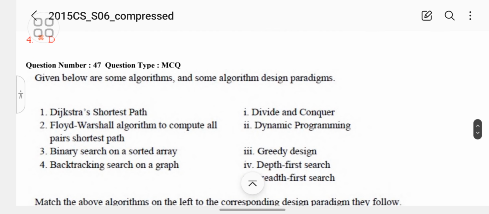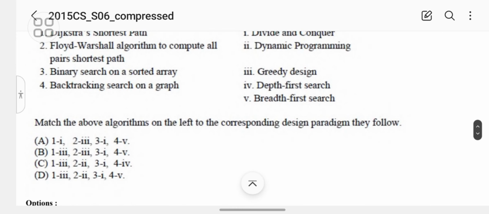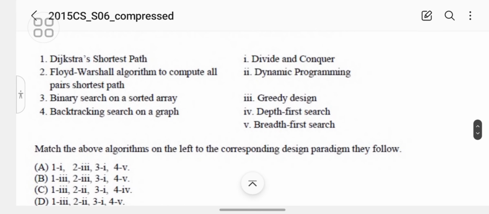47 is given below are some algorithms and some algorithm design paradigms. Match the above algorithms on the left to the corresponding design paradigm they follow. So for this we have to match and the answer is C. Let's see. First is Dijkstra's shortest path, which is greedy design, right? That is good. Floyd-Warshall algorithm to compute all pairs shortest path, it would be dynamic programming. Binary search on a sorted array is divide and conquer, right? And backtracking search in a graph will be the final, that is depth first search.